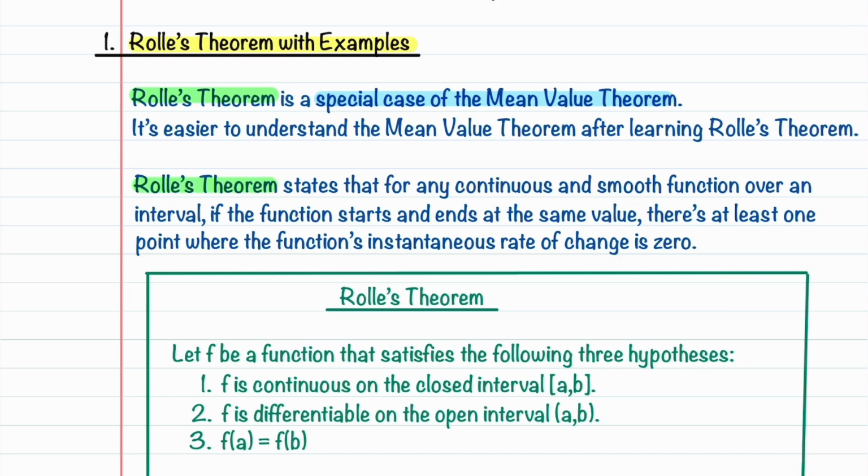Rolle's theorem states that for any continuous and smooth function over an interval, if the function starts and ends at the same value, there's at least one point where the function's instantaneous rate of change is equal to 0.